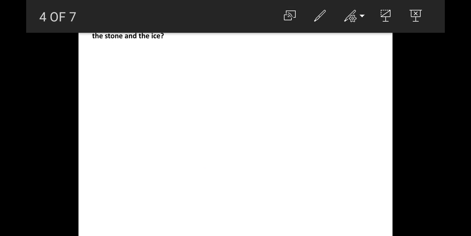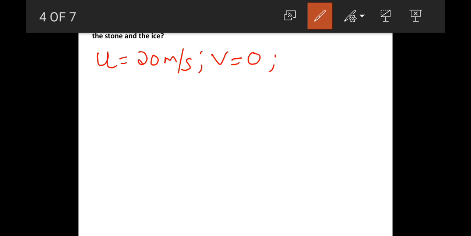So your initial velocity is given to be 20 meter per second. Then it will come to a stop, so your final velocity is 0. Distance traveled, s, is your 50 meter. No time is given. That means the last equation of motion you can use. v square is equal to u square plus 2as.